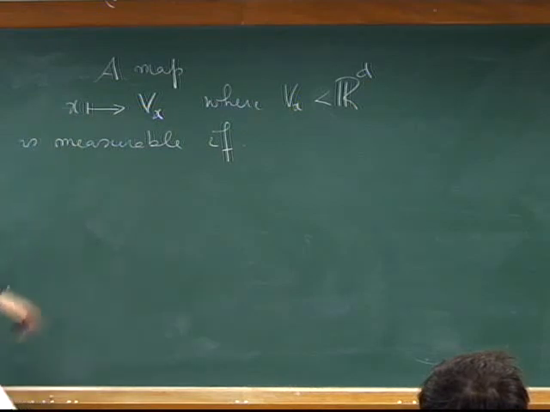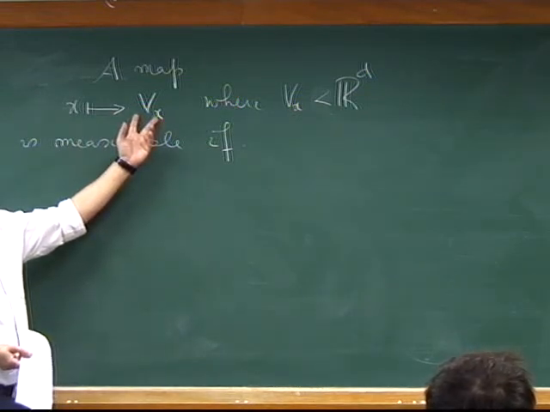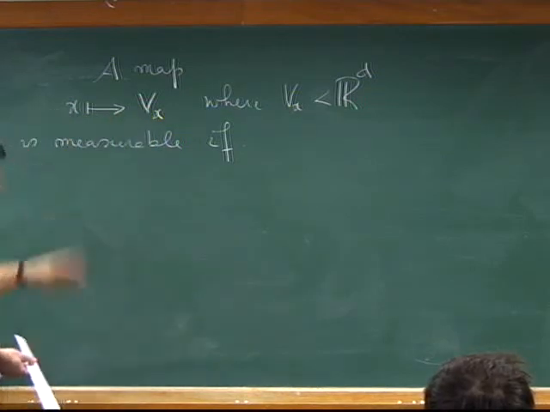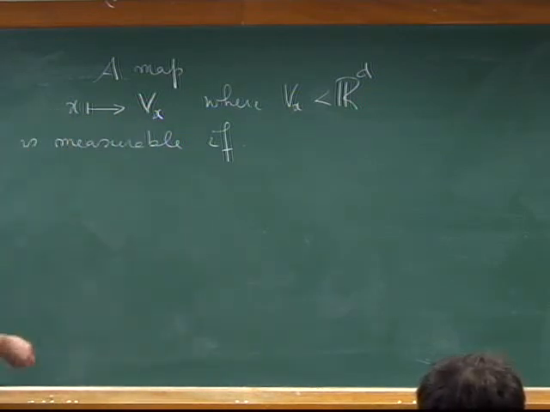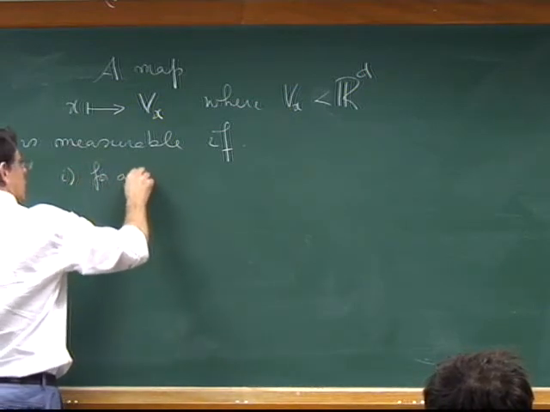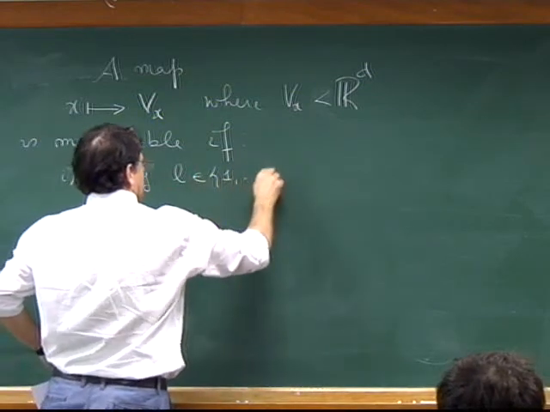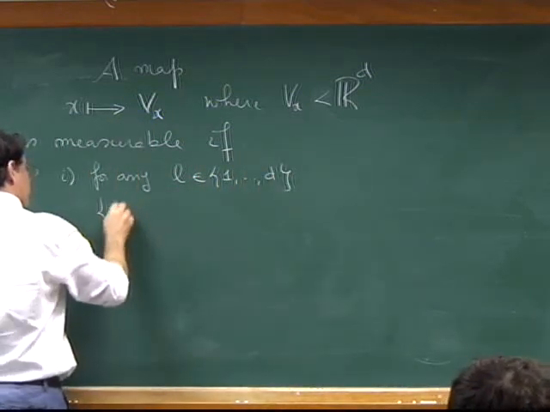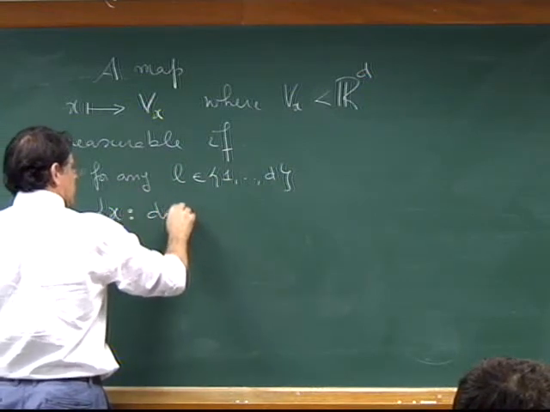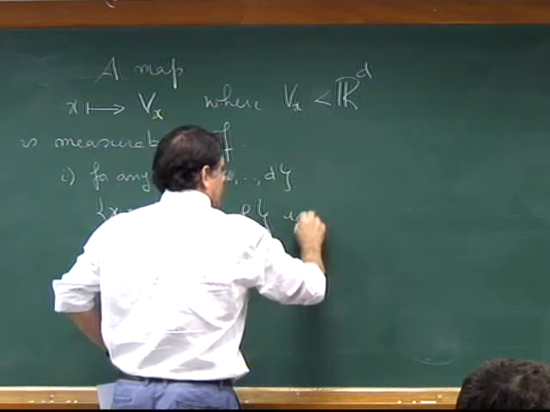Okay, that's the definition. But there's a little technical problem here, and that is that I'm not saying that the dimension is constant. So I have to add a couple more sentences. First condition: for any l between 1 and d, the set of points x such that the dimension of Vx is equal to l is a measurable set.